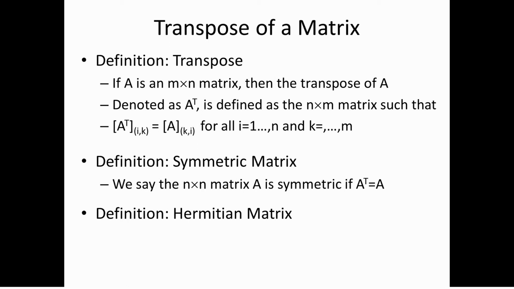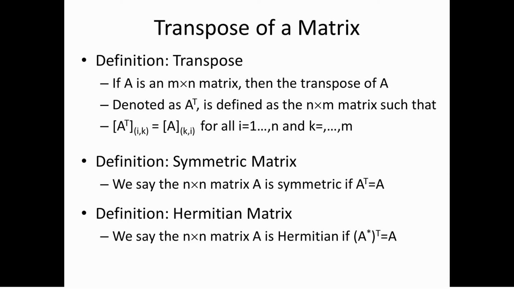I'm going to define two terms here, symmetric and Hermitian. Basically, symmetric holds for real matrices. So we have an n by n real matrix, a square real matrix, and its transpose is equal to itself. Then it's said to be symmetric. So notice symmetric is really restricted to square matrices.